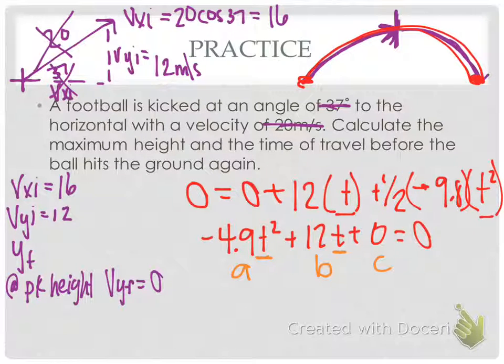If you need the quadratic formula, it is negative b plus or minus the square root of b squared minus 4ac, all over 2a. That probably needs to go into your notes in case you need to use it. So this method of solving for time works every single time. It just takes a little bit of extra work.